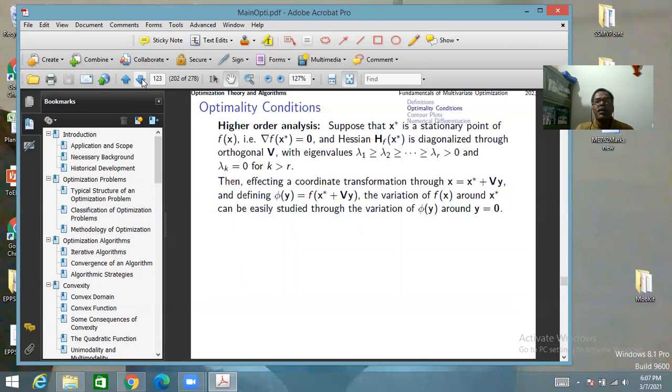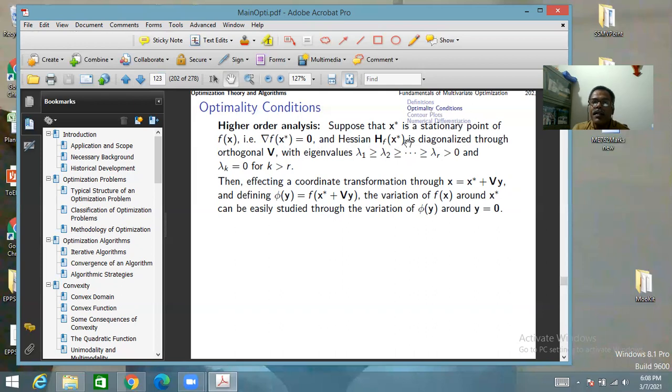How? Suppose x star is a stationary point, the gradient is zero, and the Hessian is symmetric, so it can be diagonalized with an orthogonal similarity transformation.